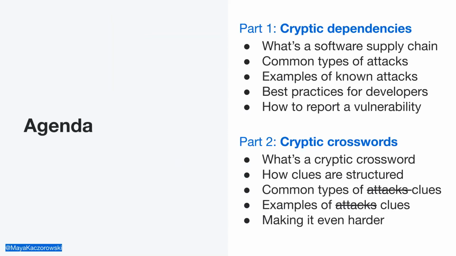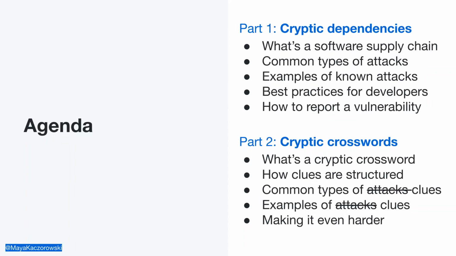First, cryptic dependencies in your software supply chain, and cryptic crosswords. For cryptic dependencies, we'll first talk about what a software supply chain is and what we mean by that phrase. We'll talk about common kinds of supply chain attacks, when they're likely to happen, and what we've already seen in the wild. And then for developers, we'll talk about what you can do to determine your dependencies and protect yourself from potential vulnerabilities, and also what to do if you discover that a vulnerability exists in an open source project.